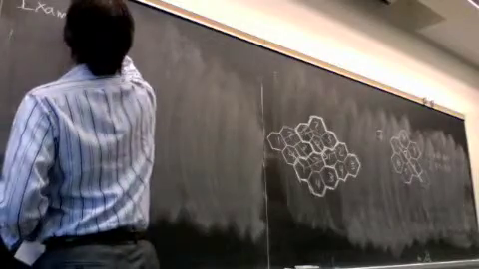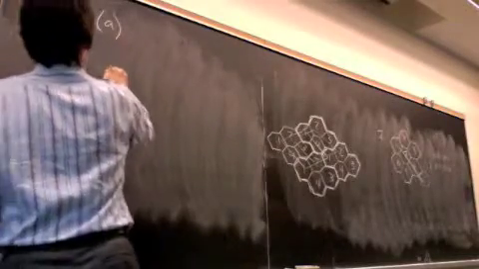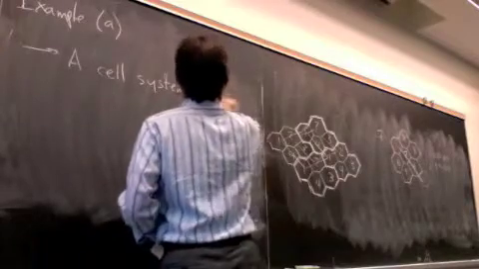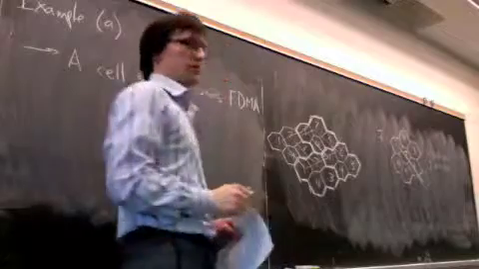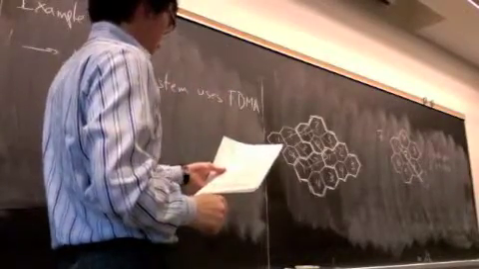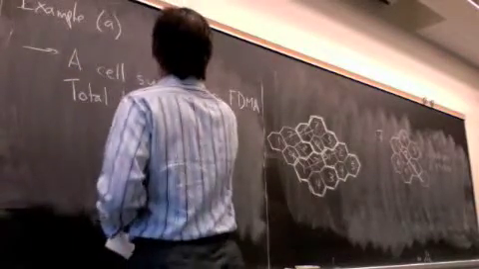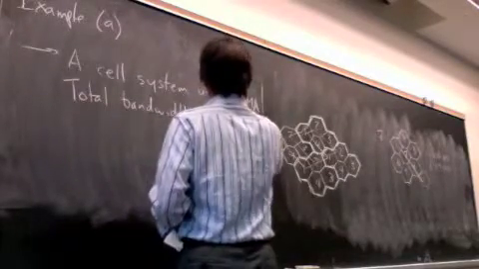Example, part A. A cellular system uses FDMA. I assume I don't have to explain what FDMA is. So let's say the total bandwidth equals 98 megahertz, just short of 100.